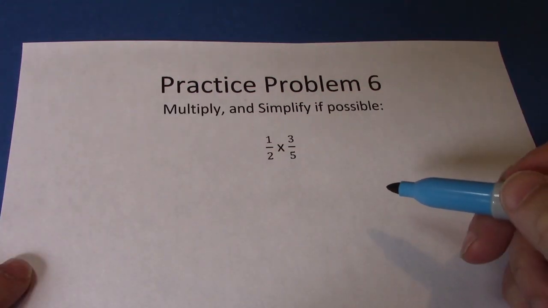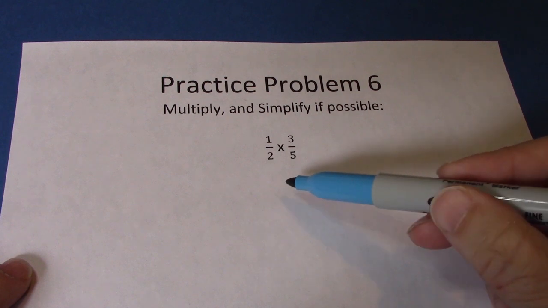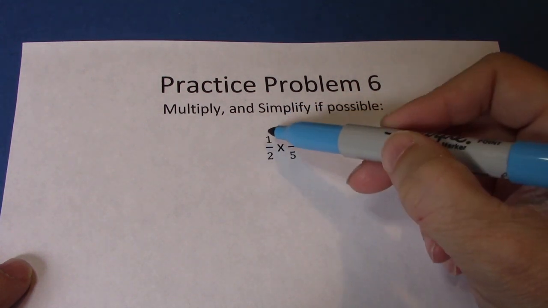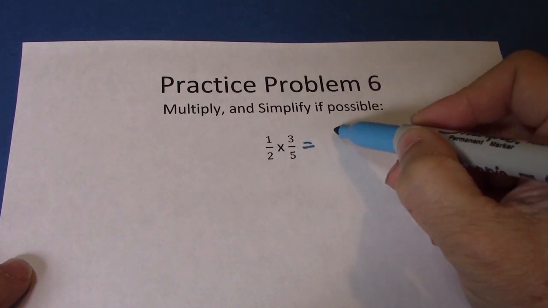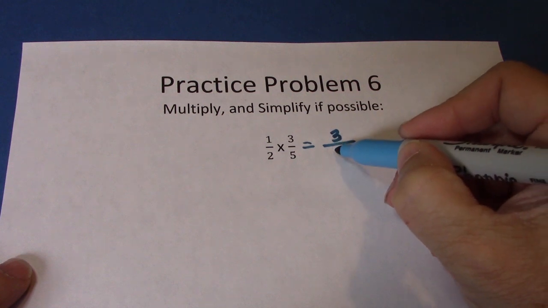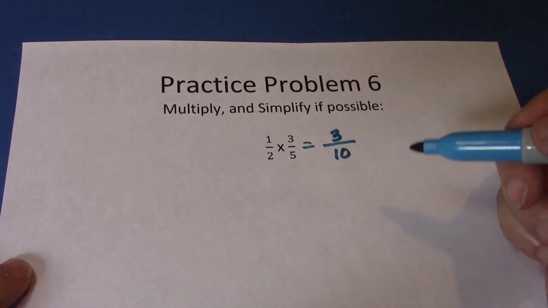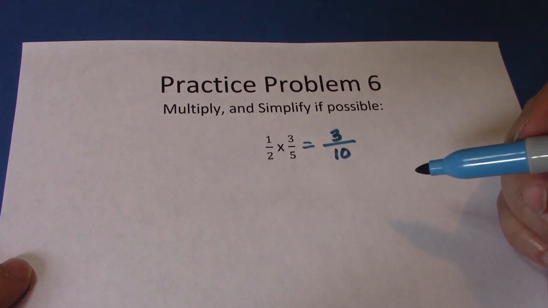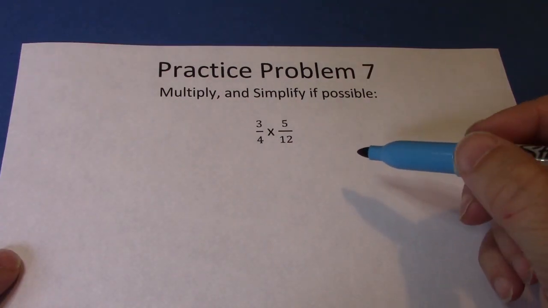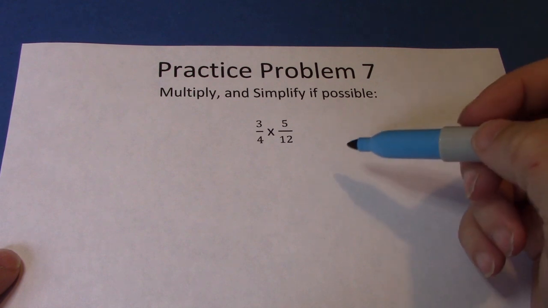Problem 6 asks us to multiply and simplify if possible. Multiplying fractions is simple. You go right straight across. Numerator times the numerator. 1 times 3 is 3. 2 times 5 is 10. 3/10. There are no common factors in the top and the bottom, so that is simplified. 3/10.